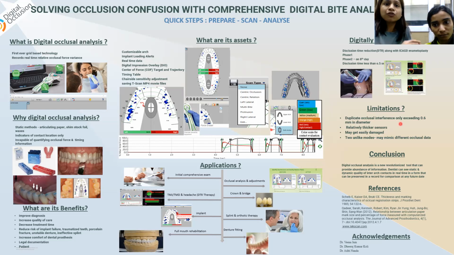Apart from all these benefits, assets, and applications it has, it still has a lot of limitations. It can duplicate occlusion interferences only exceeding 0.6 millimeter in diameter. It is as thin as possible, but still thicker than the articulating paper and may get easily damaged.